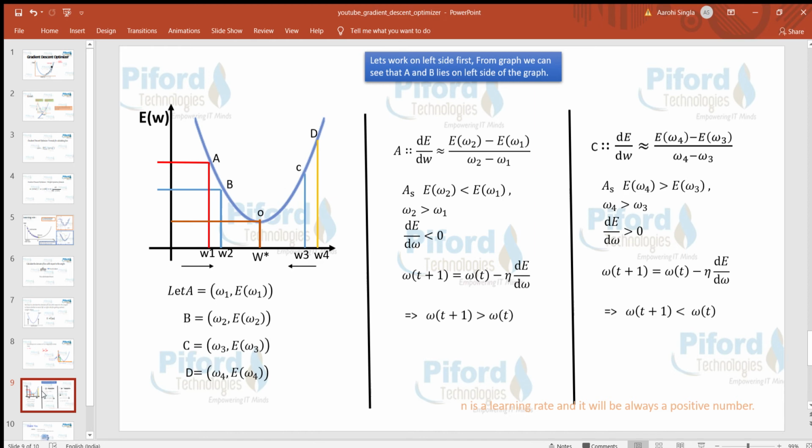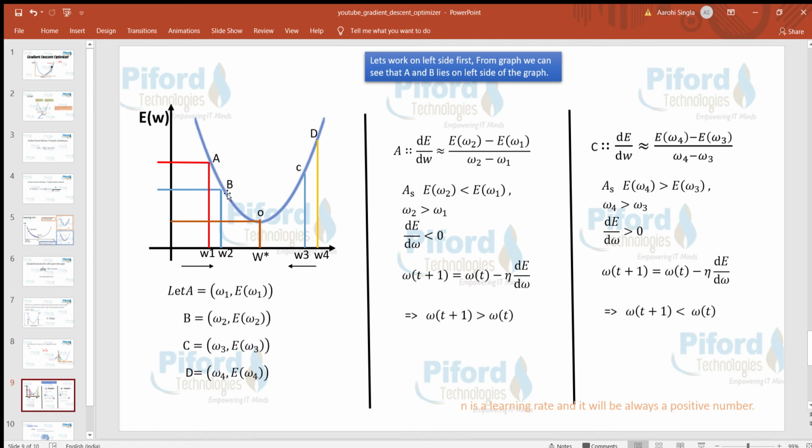So over here, we have two scenarios. Either we are on the left of the optimal point or we are on the right of the optimal point. So this is the optimal point. That simply means the initial value of weight which I choose could be on the left of the optimal point or on the right of the optimal point.